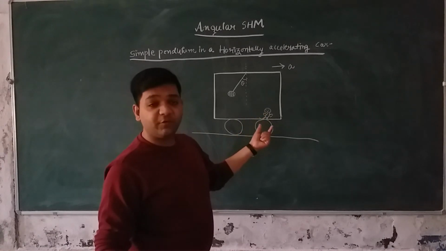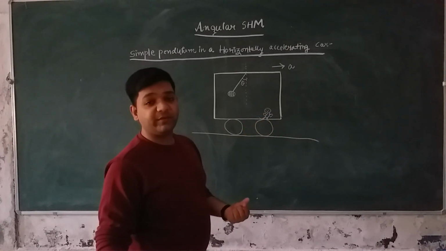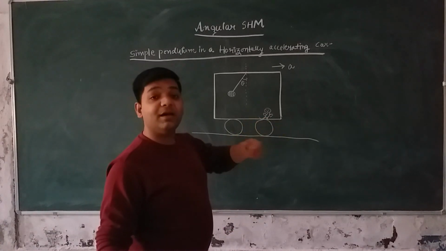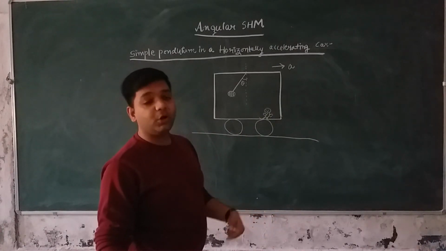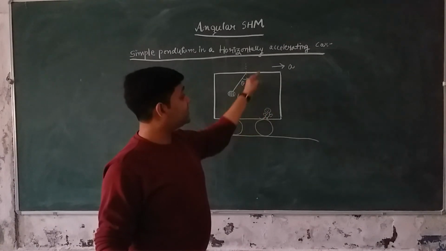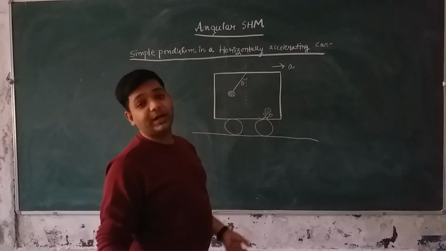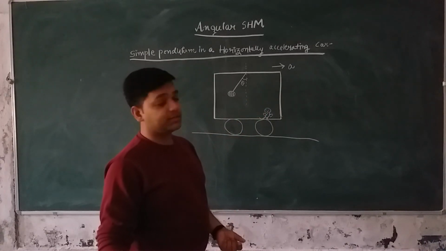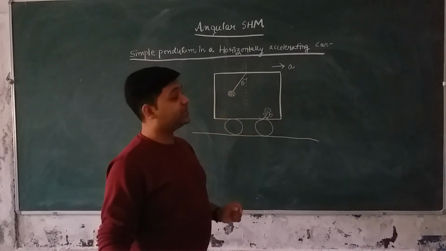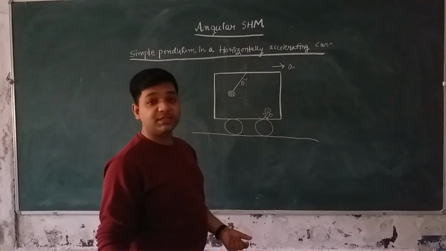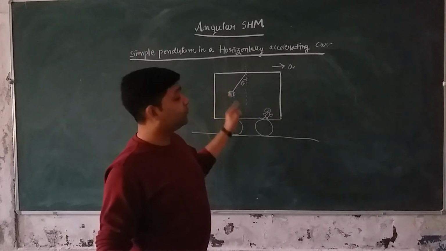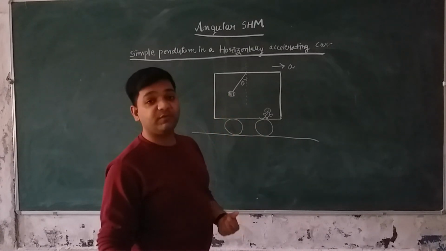So what is inertial frame of reference? The non-accelerated frame of reference is called inertial frame of reference, and what is non-inertial frame of reference? Accelerated frame of reference is called non-inertial frame of reference. Because the observer is sitting in a car which is accelerating, this frame will be called non-inertial frame of reference. So if we are drawing the FBD of this bob in a non-inertial frame of reference, we will have to make use of pseudo force.